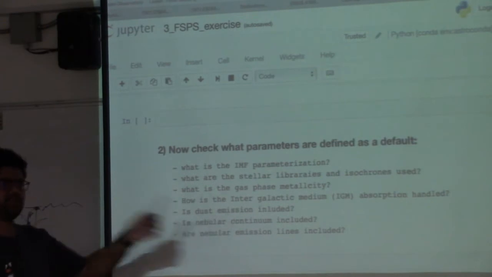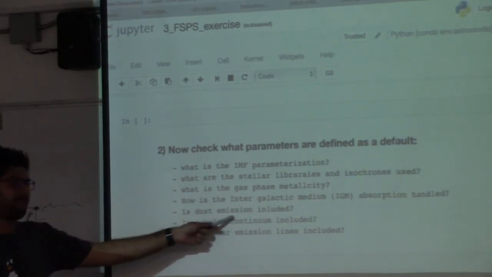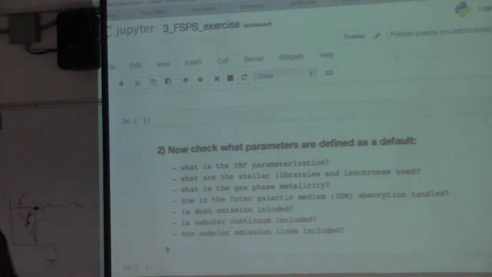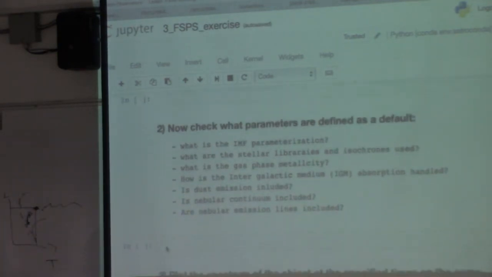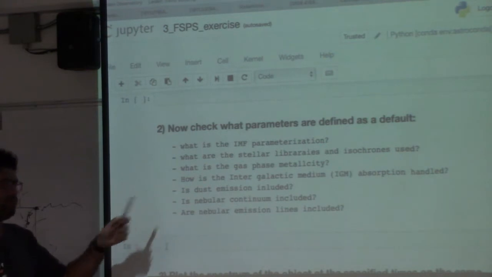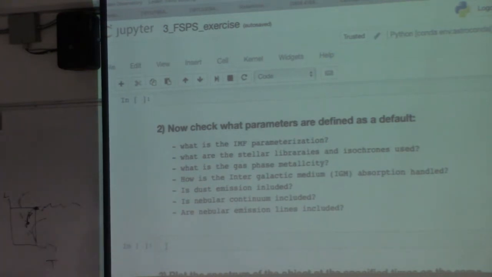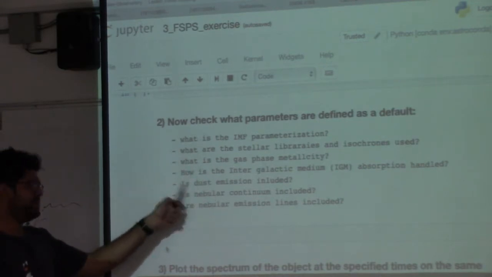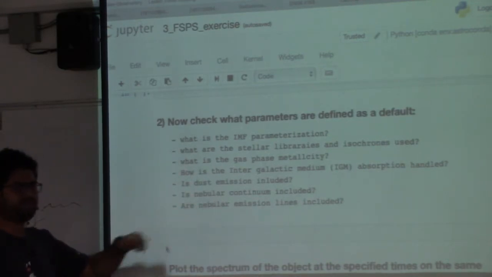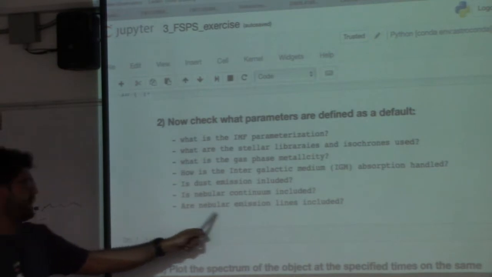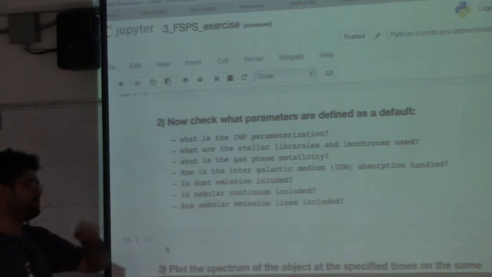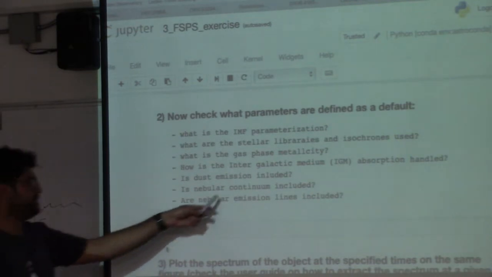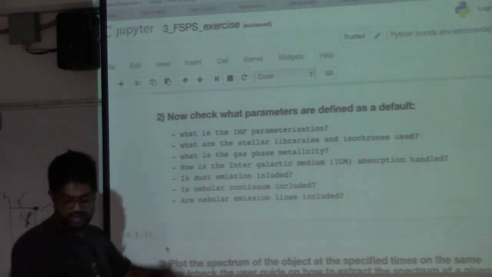Is dust emission included? Technically it is included in the models unless you remove dust by removing the gas mass or dust extinction, or you can explicitly state that as well. Nebula continuum is not included by default, I think, but you can include it. We probably did later on as well. Nebula continuum is normally added, but nebula emission is not included by default. And the difference is that, okay, we'll come back to that later on.